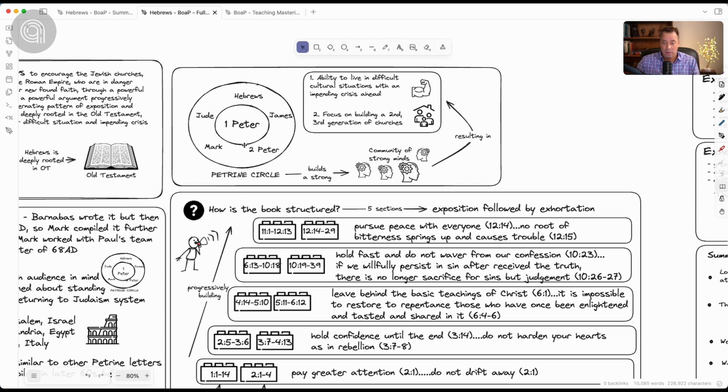It's part of the Petrine circle of letters. We've talked about that, but First Peter is really the manifesto or the core piece of all the Petrine circles of letters. So Jude, Mark, 2 Peter, James, Hebrews fits on the outside here. So does Matthew. And all of them are focused on building a strong community of minds. 1 Peter 3:13 through 5:14 is the "arm yourself with the same intentions" section. That's the core thrust of the Petrine circle, to build strength in your mind to live in these difficult cultural situations, and also to focus on the second and third generations of churches.